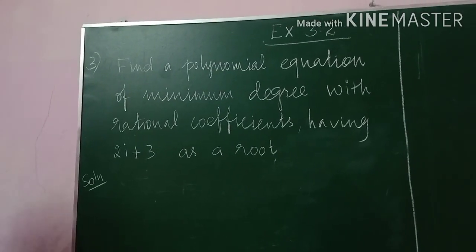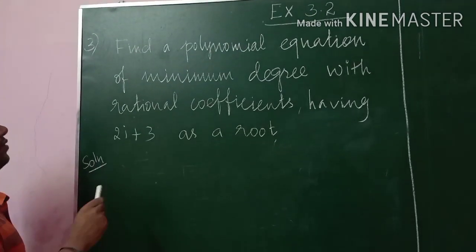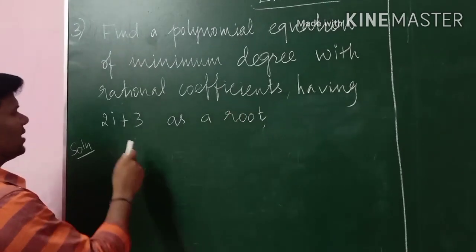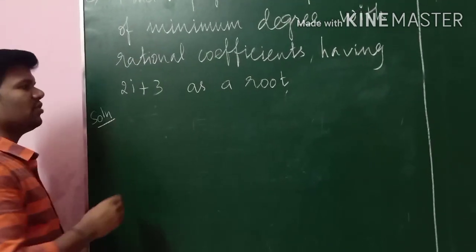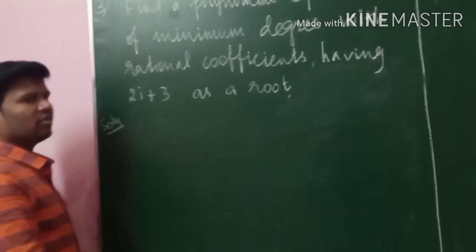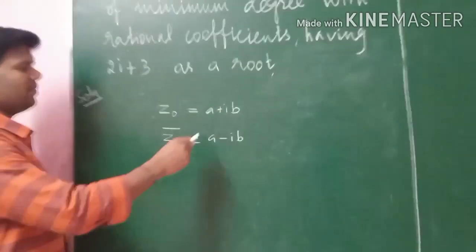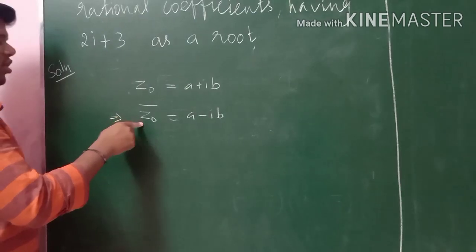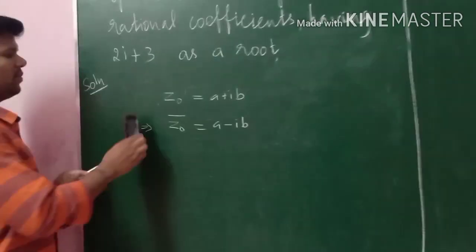Now exercise 3.2, third sum, second question. It is the same model. Find a polynomial equation of minimum degree with rational coefficients having 2i plus 3 as a root. So this 2i plus 3 is what? A complex number, which means its conjugate will definitely be a root. The complex number z0 equal to a plus ib is a root of a polynomial equation, which implies that its conjugate z0 bar is also a root of the same polynomial equation.